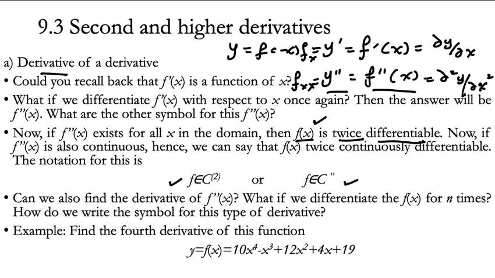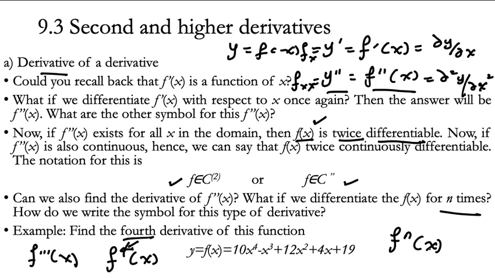Can we do the third derivative? What if we differentiate f double prime x here? Okay, if we differentiate it, then it becomes f triple prime x, isn't it? But if we differentiate it again, let's say the fourth time, it becomes this. This one is 4. Okay, if we differentiate it n times, then it becomes f^(n)(x), isn't it?